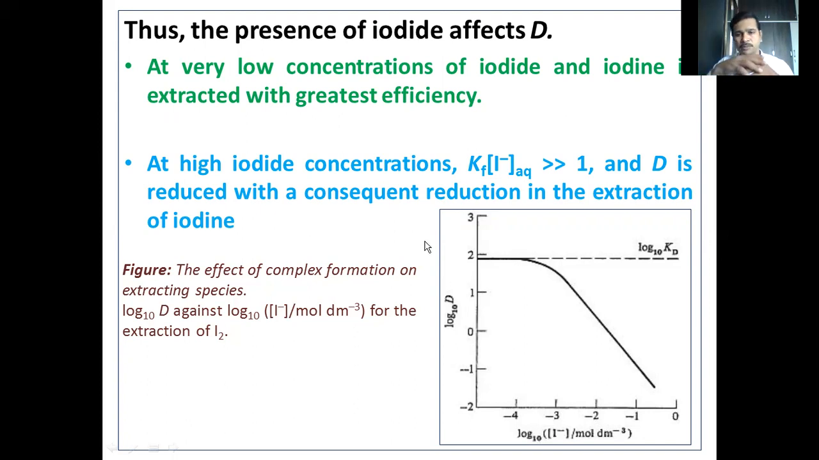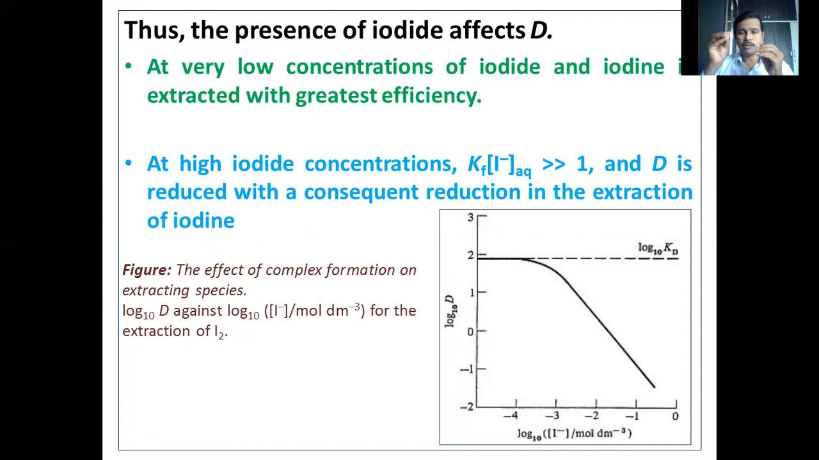Not only this, with any complexing agent you use to prepare a complex, if the complexing agent is left over in excess, that is going to affect D. If you know the stoichiometry for the formation of the complex, that much amount of the complexing agent you have to add. If you add anything more than that, definitely that excess complexing agent is going to influence the value of D. And ultimately, the extraction efficiency for that particular complex will be suppressed. So you have to be very careful about the amount of complexing agent you use.